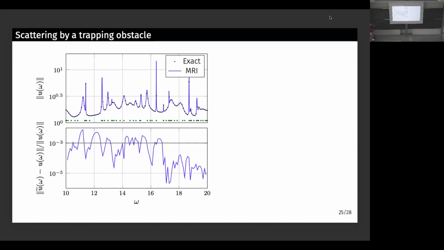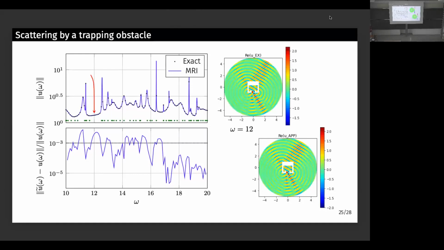showing only the norm, but of course we can try to see how the minimal rational interpolation algorithm is approximating the solution itself. So you can see here, this is the exact solution, and this is the surrogate solution at some point omega equal to 12. You can see the approximation in the eyeball norm is good enough.